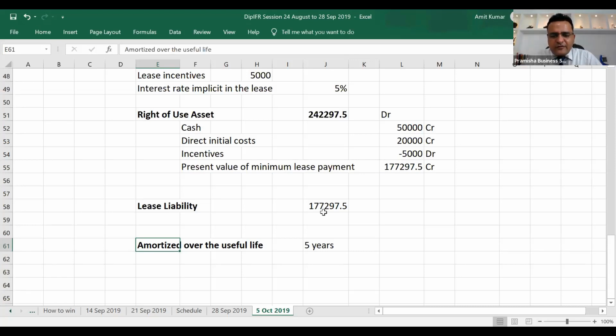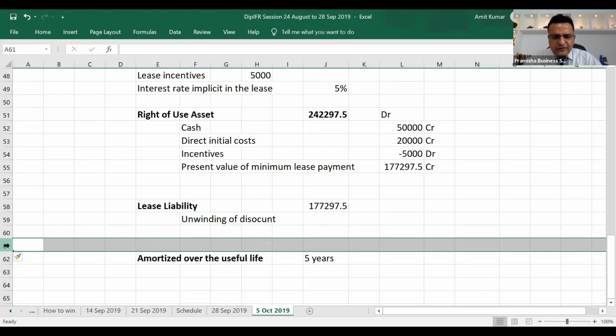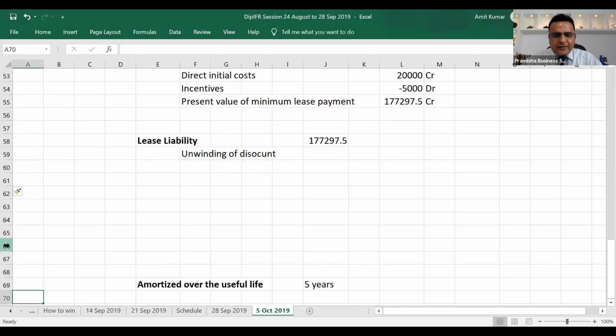So view it as an asset which we are investing to use it over a period of time. Now useful life is 5 years. We are going to amortize this over a period of 5 years. This will be amortized. This will be unwinded. The lease liability will be unwinding of discount at the end of each year, and will be reduced by the payments at the end of each year. Because 50,000 payment is going to happen at the end of each year. So how will this movement happen? The lease liability opening balance is 177,297.5. There's an interest charge of 5% on it.